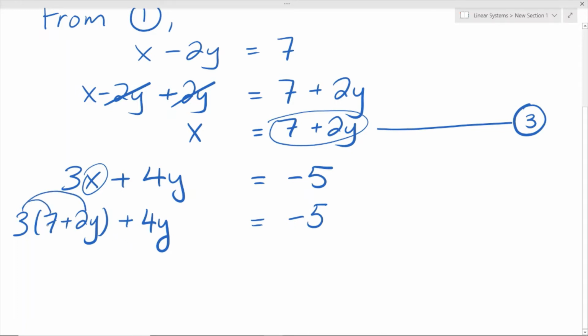So 3 is multiplied by 7 and multiplied by 2y, by each of these terms. So 3 times 7 is 21, and 3 times 2y is 6y. And here it's plus 4y right here. So this is equal to negative 5.